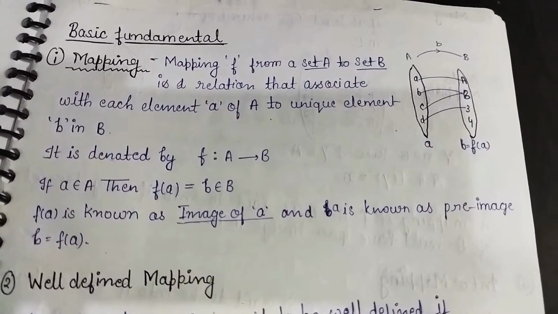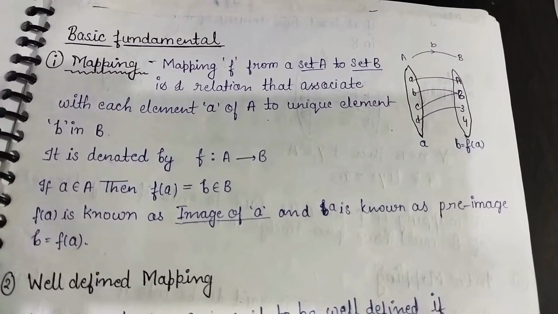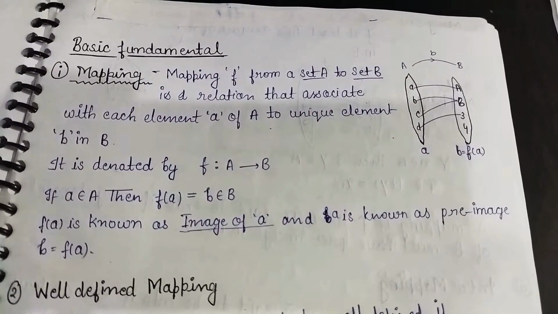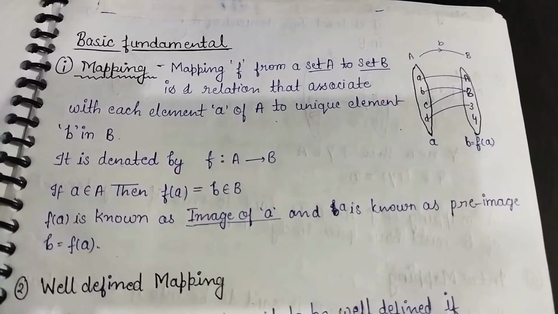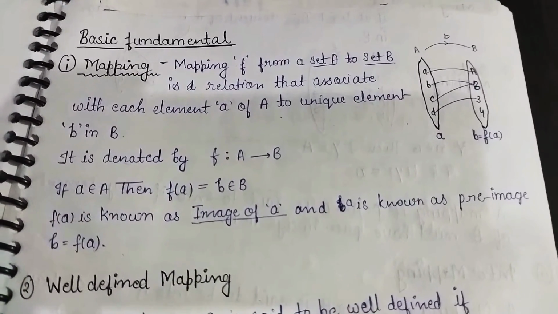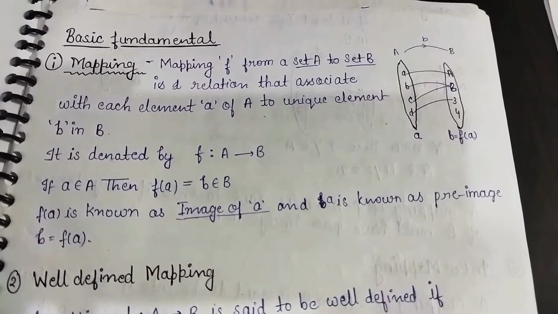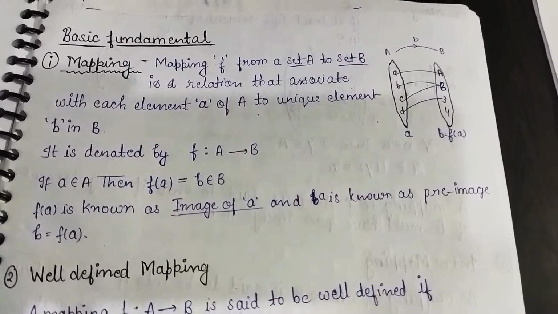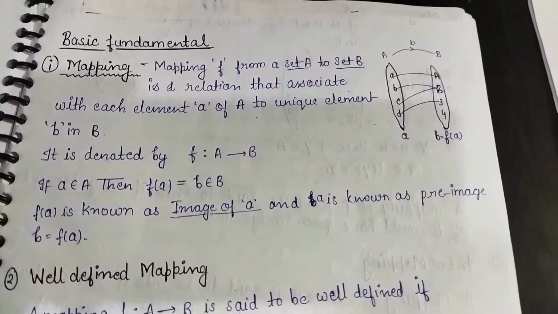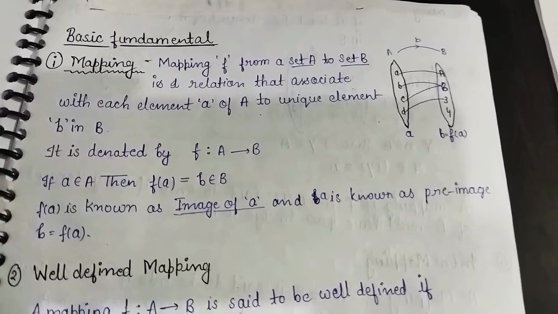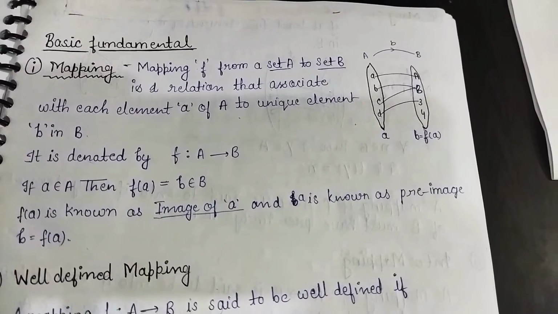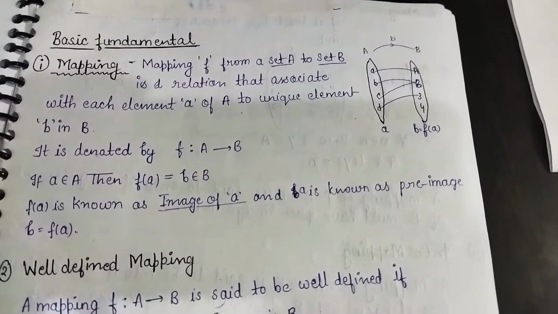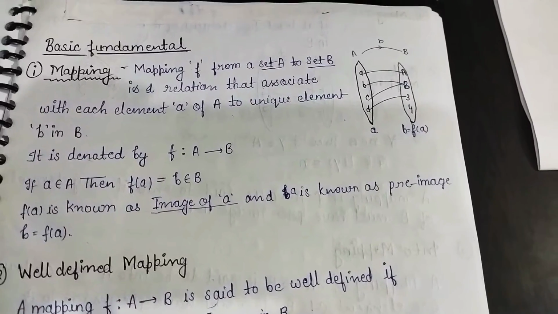A mapping F from set A to set B is a relation that associates each element of set A to a unique element of set B. It is denoted by F: A → B. If a belongs to A, then F(a) = b, where b belongs to set B. F(a) is known as the image of a and a is known as the pre-image of b, that is b = F(a).